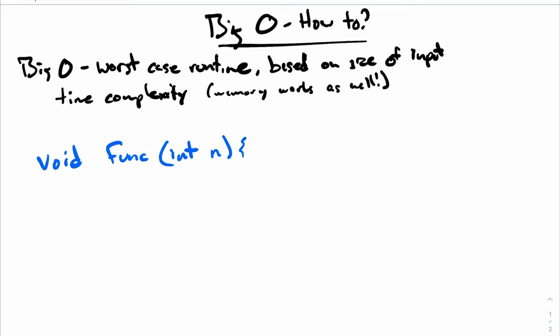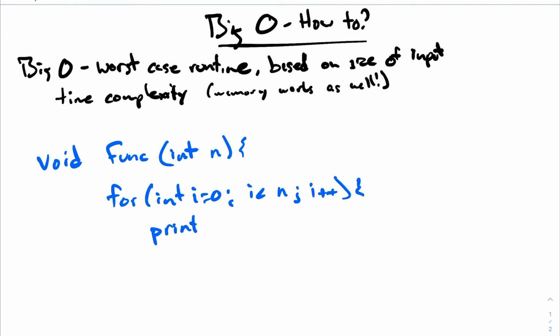So what if I do something like this? Say I do for int i equals 0, while i is less than n, i plus plus, and I do something like print hello. Real quick, really easy, right? Oh, my last function returned a value, and this is a void function. That's a mistake. Who's going to correct me on it?